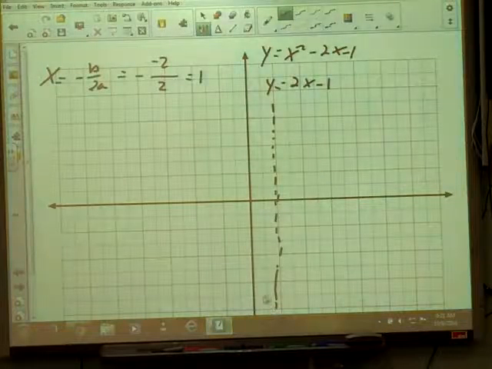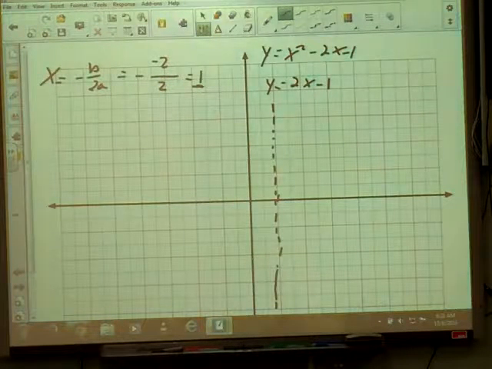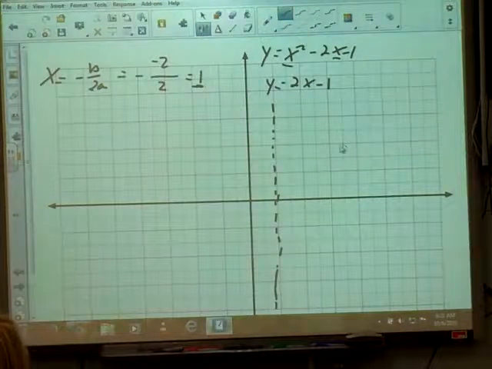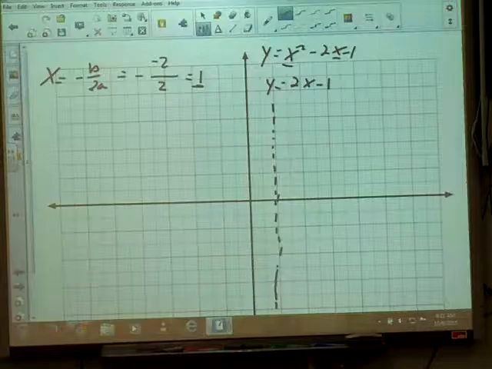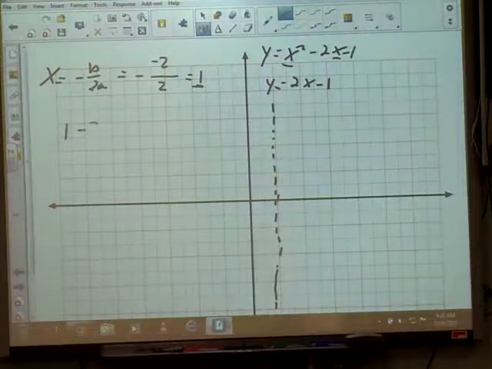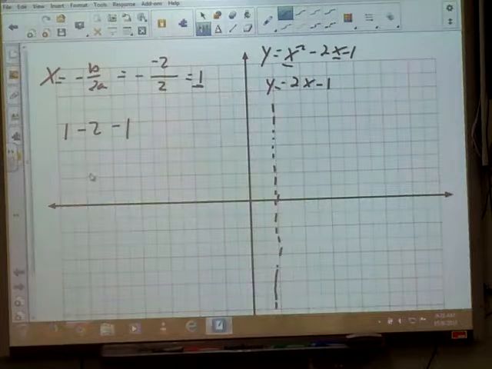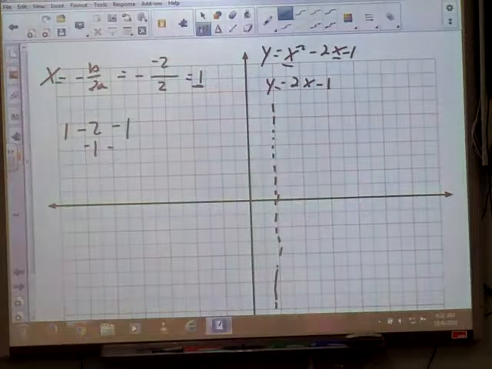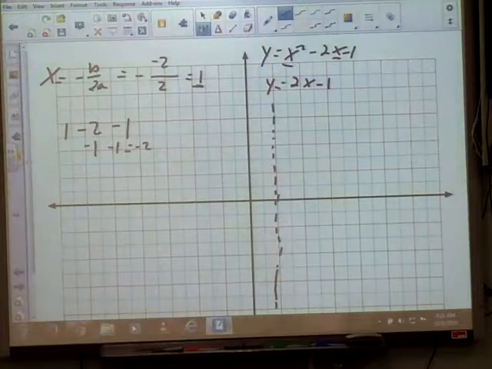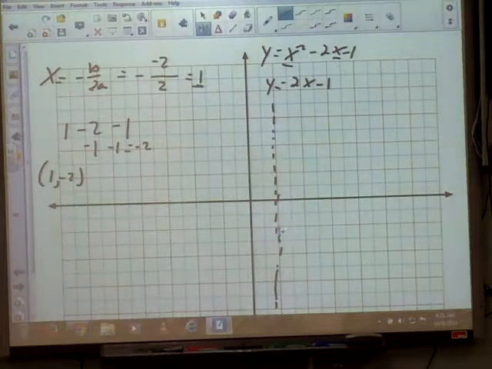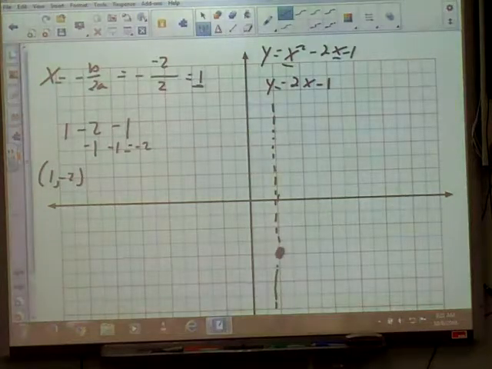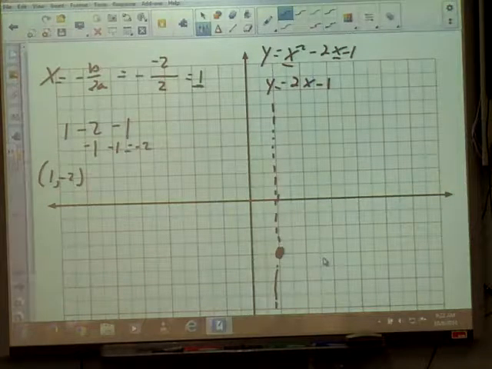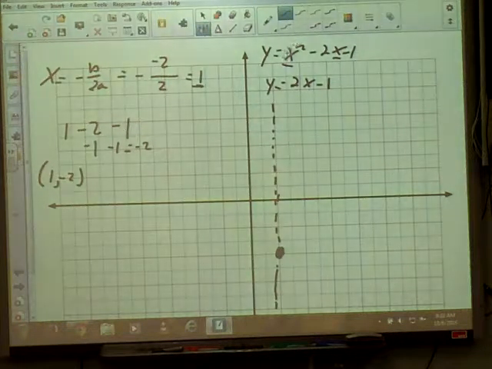I still need to find the other part of the vertex, so I take the 1 and substitute it for those x's up there. This is old stuff. 1 squared minus 2 times 1 minus 1. 1 minus 2 is negative 1, minus 1 is negative 2. So the vertex is 1, negative 2. I go over 1 and down 2. There's the vertex.